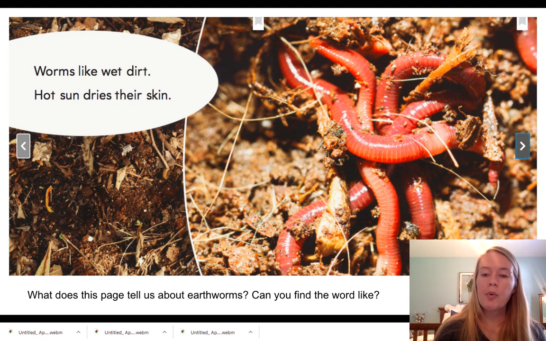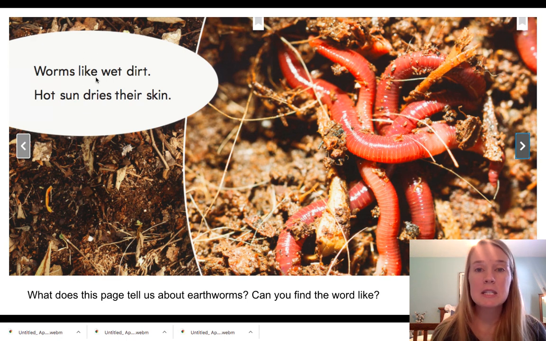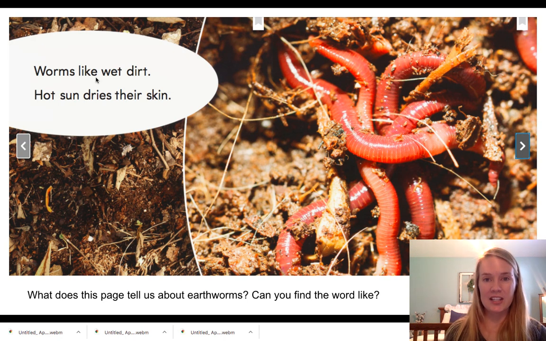I want you to point and find our sight word like on this page. Can you find it? Give it one point. Good job. It's right here. Like. Let's spell like together. L-I-K-E, like. Your turn. L-I-K-E, like. Good job.